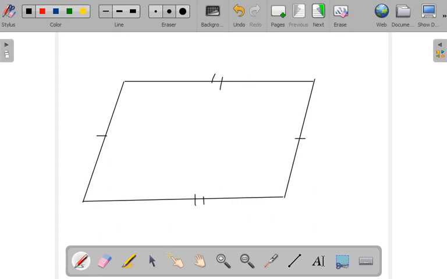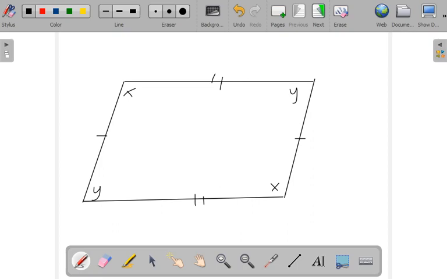Also, if we know that, opposite angles are going to be congruent. So if we know that this angle right here is x, then we also know that this angle would be x. And if we know that this angle is y, then we also know that this angle is y, because they're opposite.